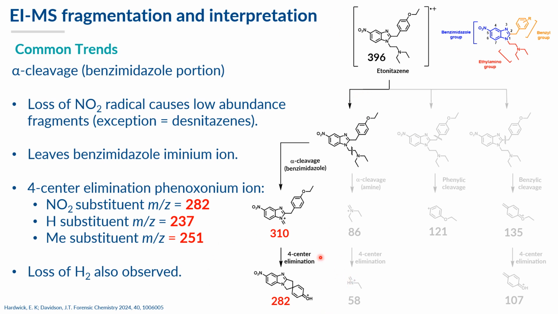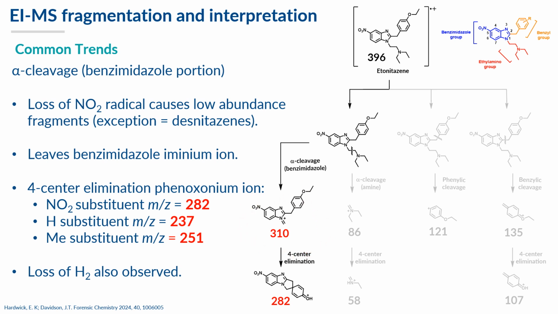In our etonitazene example, the phenoxonium would show up at 282 with a nitro substituent at that 5 position. In the case of etodesnitazene with a hydrogen at that 5 position, the peak would be 237. And in 5-methyl-etodesnitazene with a methyl group at the 5 position, that peak would be 251. So far, these are the only benzimidazole substitutions we have seen. If we see a fragment at 282, we can then add the mass of our suspected alkoxy chain to find the alpha cleavage intermediate, in this case etonitazene, a peak at 310.